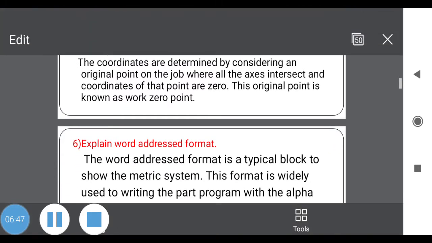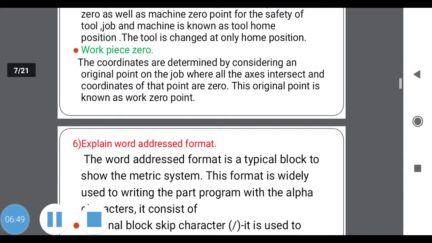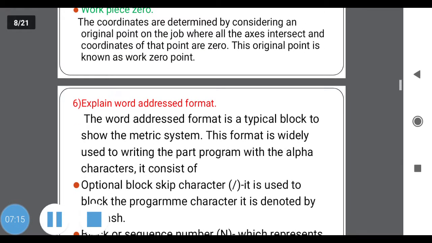Next one, workpiece 0 position. In this, the coordinates are determined by considering an original point on the job where all the axes intersect and the coordinates of the point are 0. That position is the workpiece 0. This position is known as the original point of the workpiece, or the workpiece 0 point, or work 0 point.